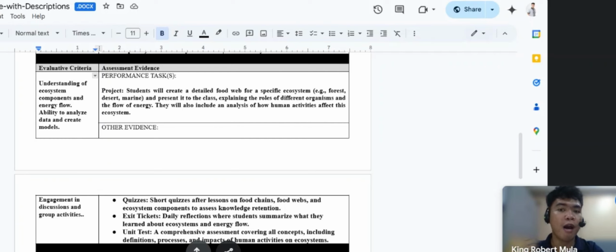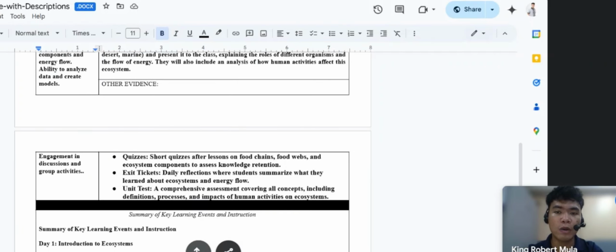So what are the other evidences? Aside from the performance task, we incorporate other methods such as quizzes and comprehensive unit tests. These assessments provide ongoing feedback about the students' understanding and help identify areas needing reinforcement. They also allow self-reflection, fostering a growth mindset in each student.